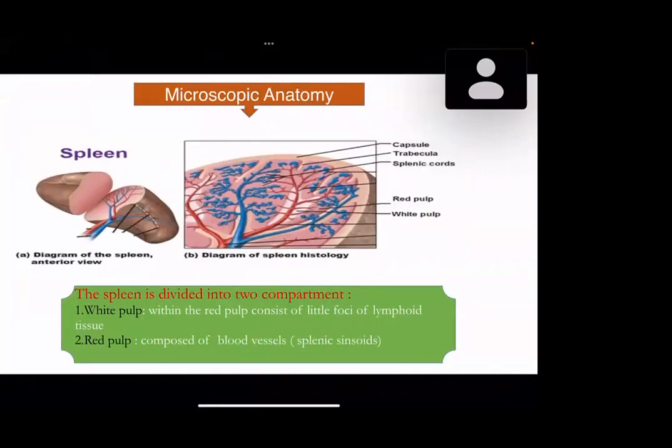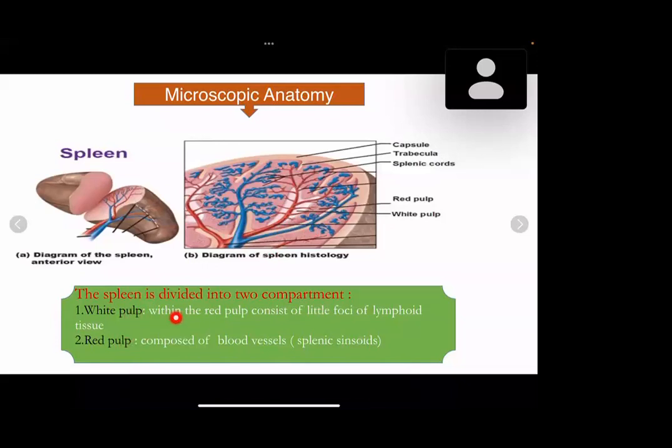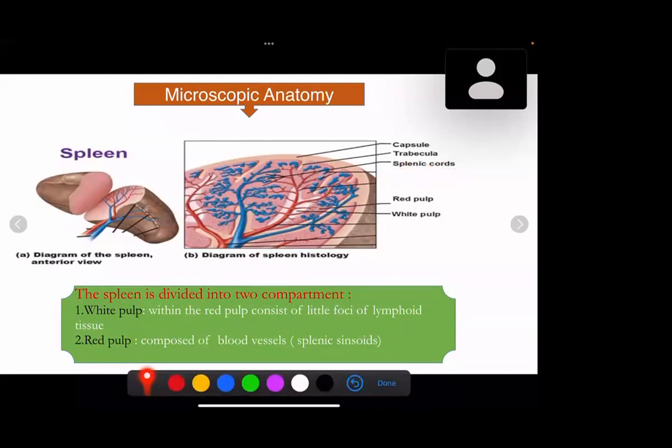About the microscopic anatomy of the spleen, as we can see in this image, the spleen is divided into two compartments, which are the white pulp and the red pulp. These are interwoven in a connective tissue, which we call splenic cords. The white pulp is within the red pulp. This is the white pulp. Within the red pulp consists of little foci of lymphoid tissue. And the red pulp is composed of blood vessels and splenic sinusoids. This microscopic anatomy is the reason for the cotton wool appearance of the spleen during the early arterial phase of contrast enhancement.